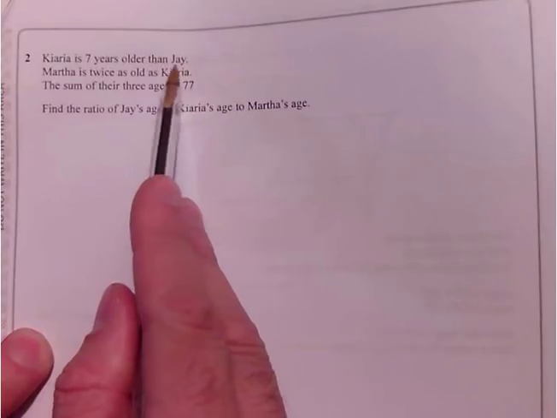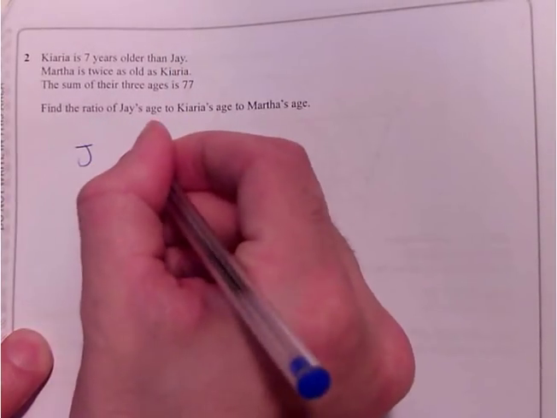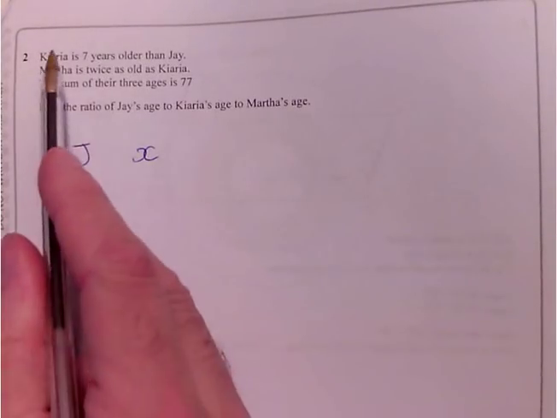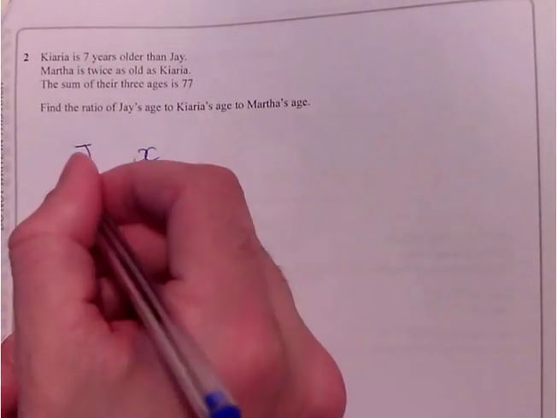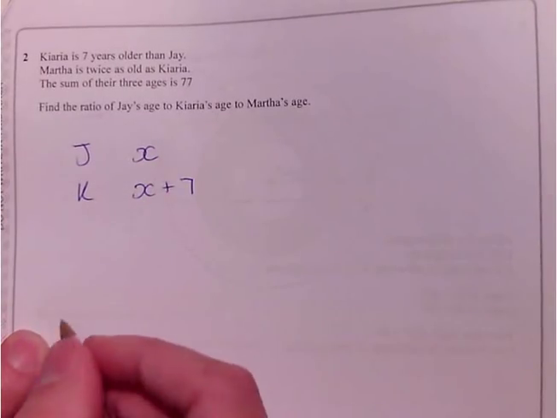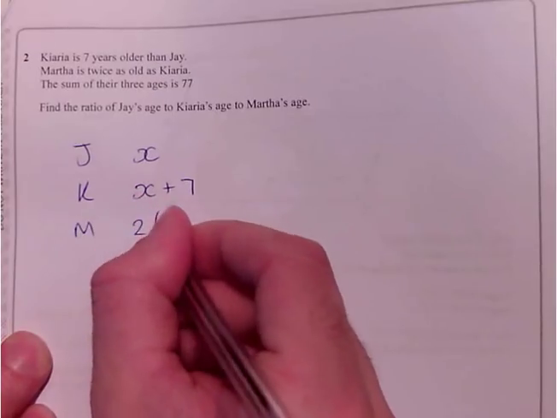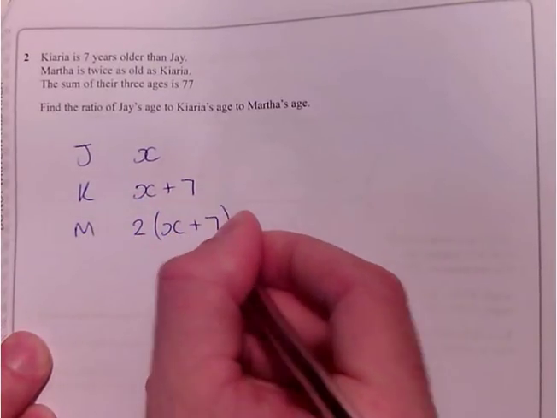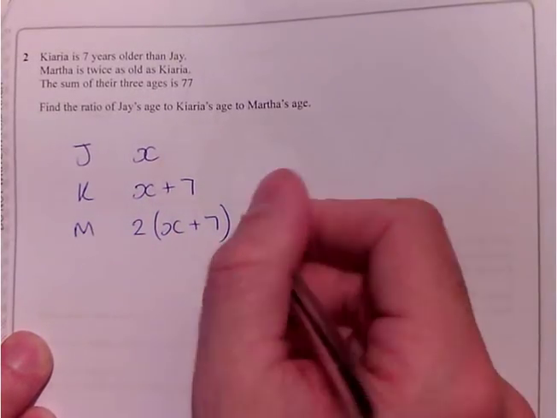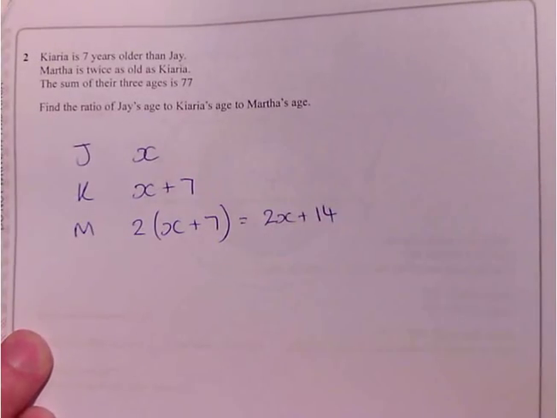Jay seems to be the root of it all, so I'm going to say that Jay is X years old. I don't know how old he is, but I do know that Kira is 7 years older. So Kira is X plus 7. Martha is twice as old as Kira, so that's 2 lots of X plus 7. Now Martha is 2X plus 14, if I expand that.